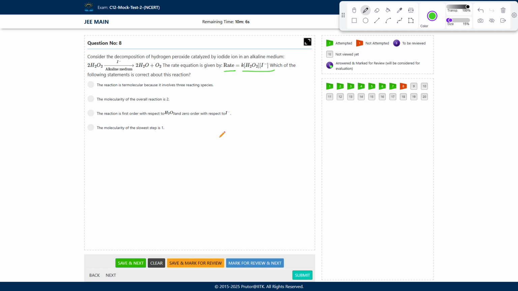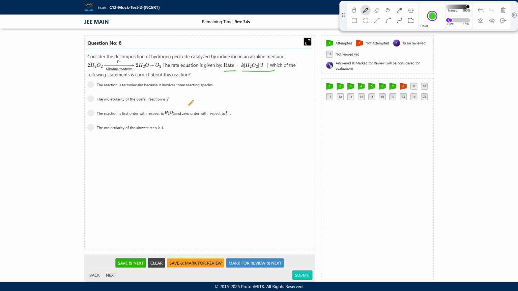So if you determine the molecularity in the slowest step, it is not going to be 1. Something is going to react, something is going to collide with something. So 2 molecules should be there to define the molecularity, right? So molecularity of the slowest step in this reaction cannot be 1. This option will also be eliminated. Remaining is only the second option, which says that molecularity of the overall reaction is 2, which is going to be the correct answer.